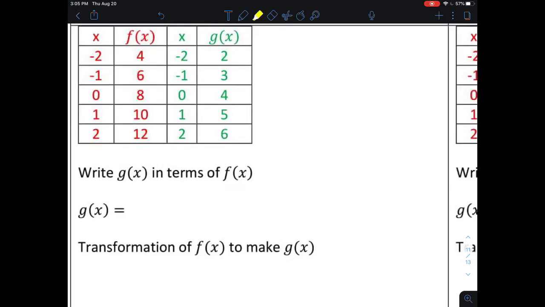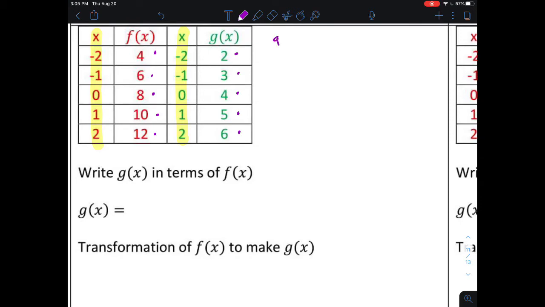All right, another example here. I'm scanning the table for similarities, and the x columns are identical, so I'm basically doing some kind of adjustment to the outputs. And I start looking at what I have. I have f is 4, g is 2, f is 6, g is 3, f is 8, g is 4. So basically, it looks like I am doubling g to make it equal f.